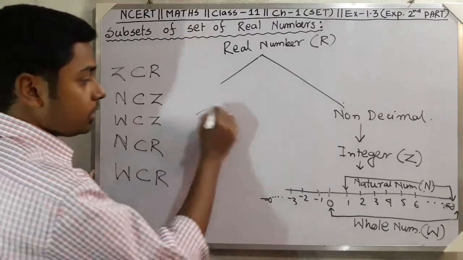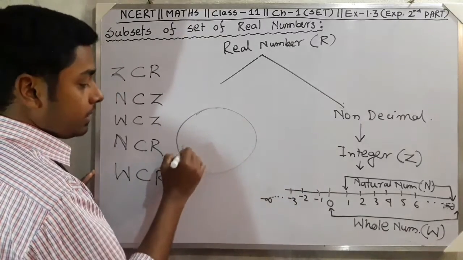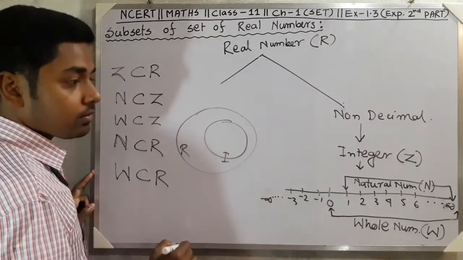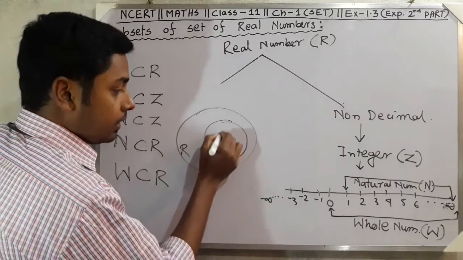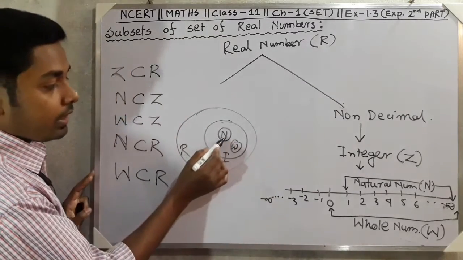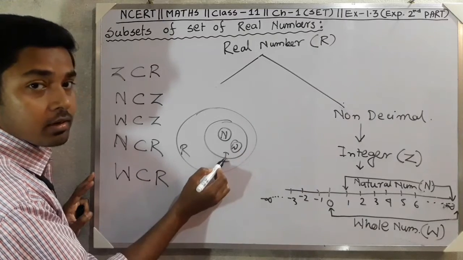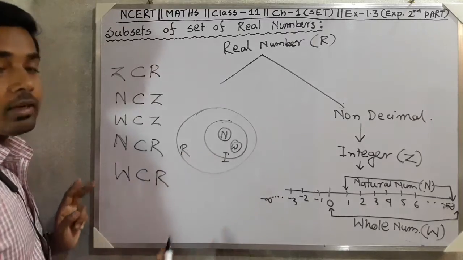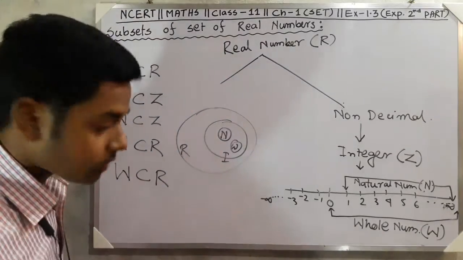Okay, understand? This is the real number, and this is the integer, and this is the natural number, and this is the whole number. So natural number is a part of integer. So natural number is also part of what? Real number. Simple thing.